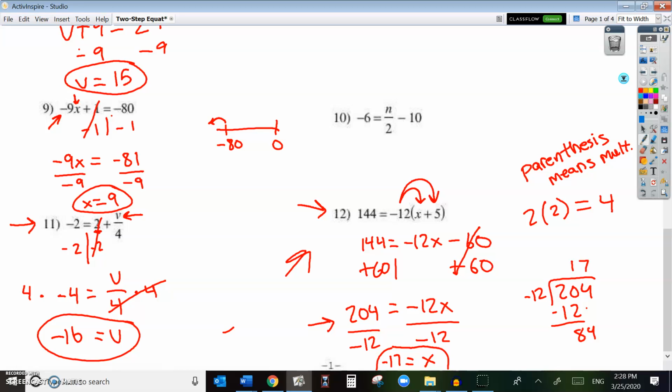And let's check it and see if it works. Substitute negative 17 into the original equation. Let's make this go away and put negative 17 right in there. It'll be amazing. Okay, negative 17 plus 5 is negative 12, and then it's negative 12 times negative 12, which equals 144.